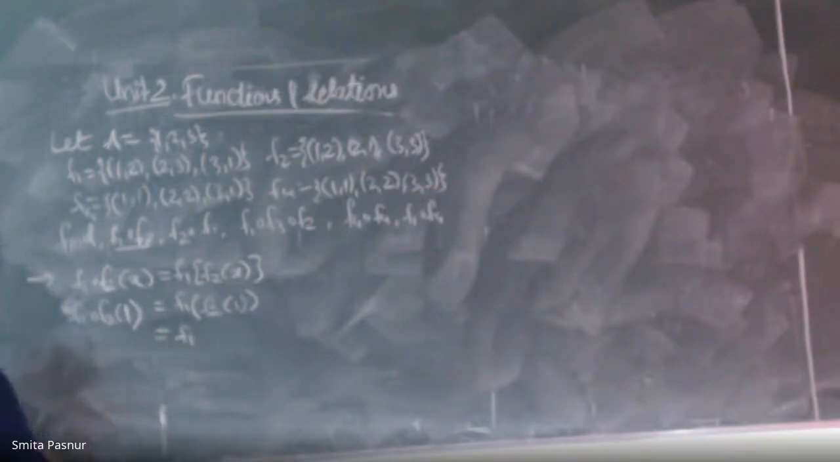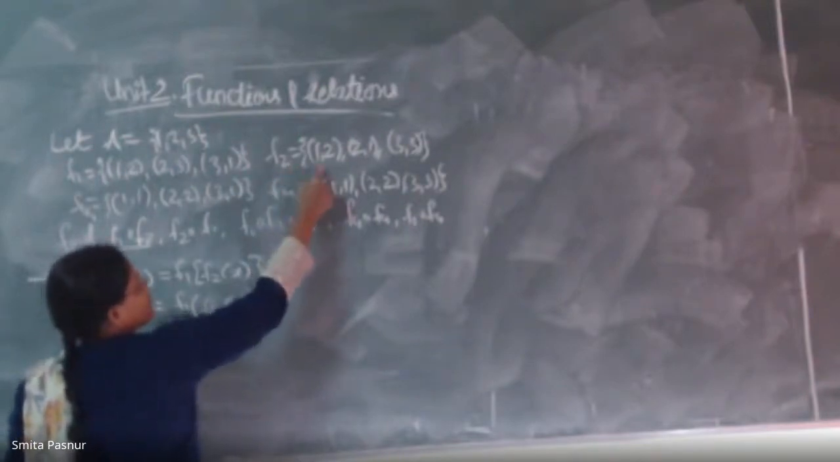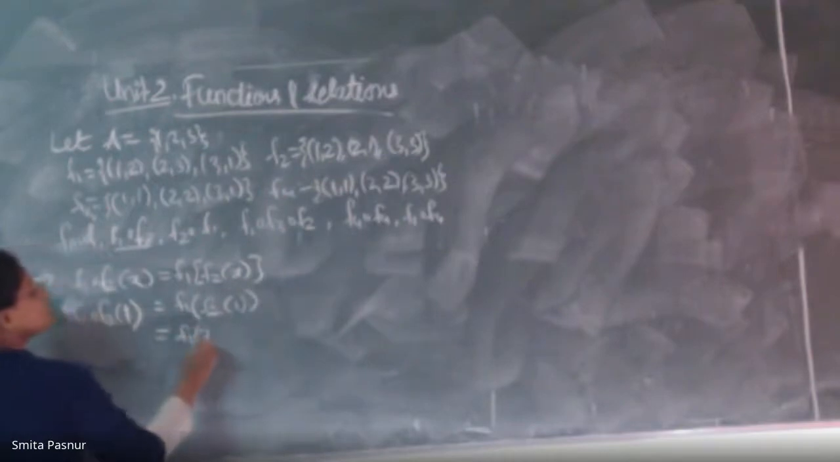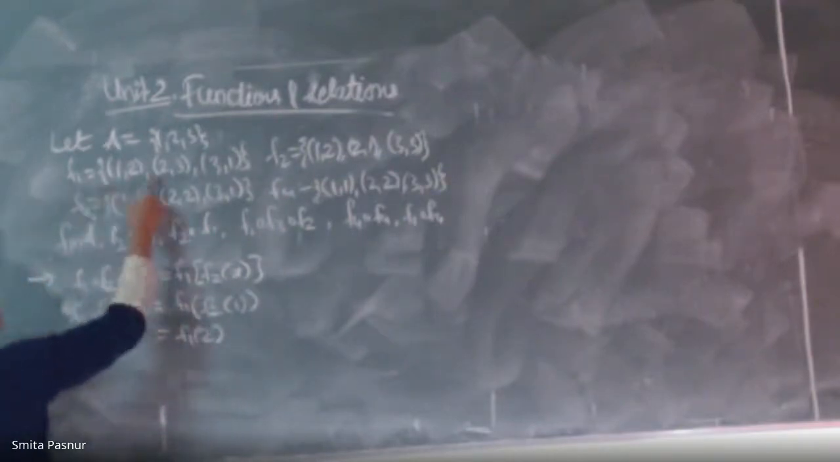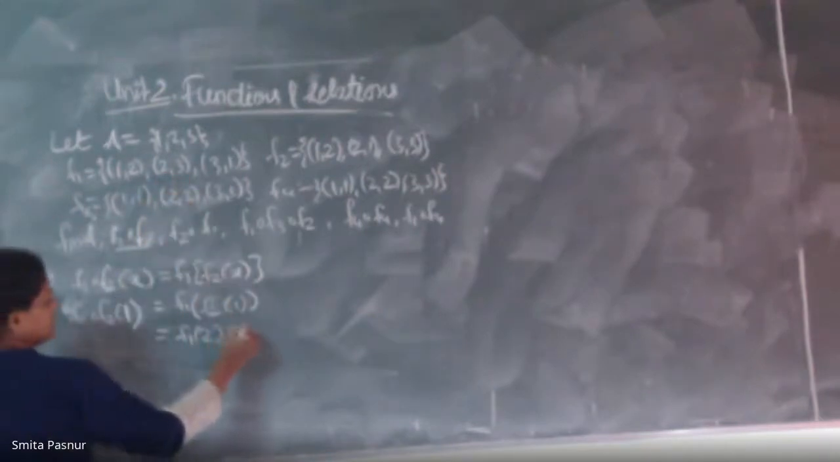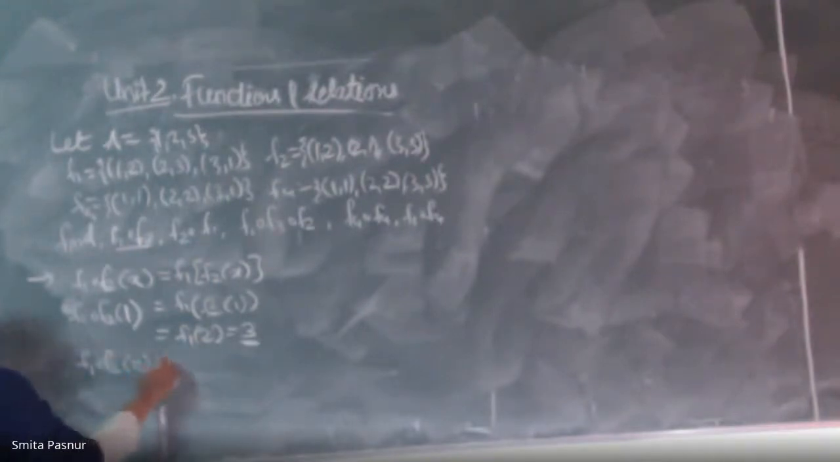Right. So what is F2 of 1? Where is F2? So see here, F2 is here. F2 of 1 is what? F2 of 1 is 2. So what is F1 of 2? F1 of 2 is 3. Got it? Next, similarly, you have to solve F1, F2 for 2.